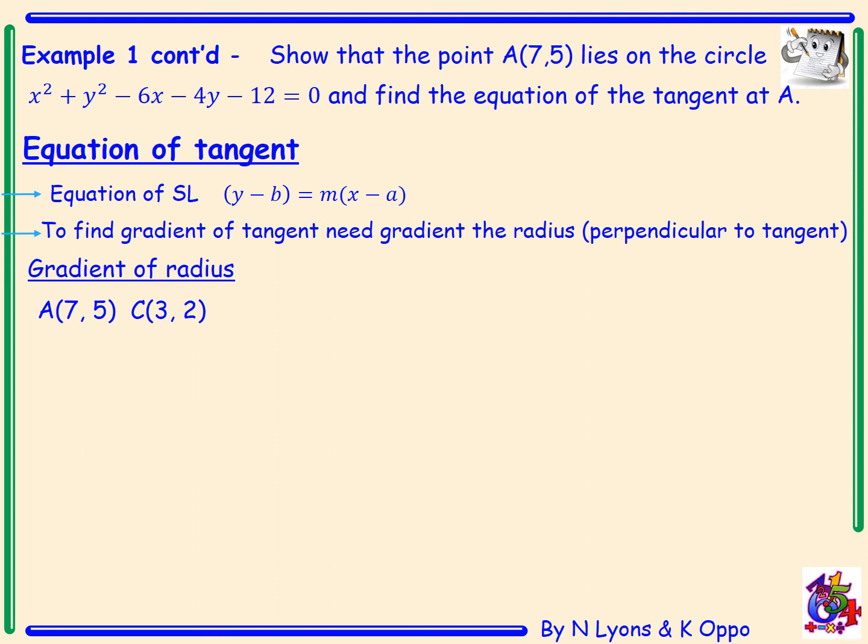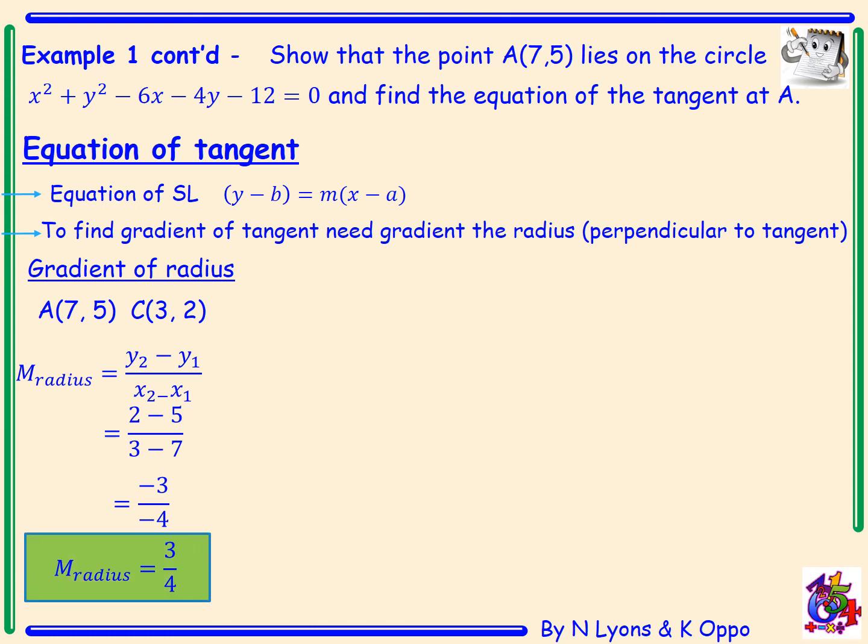So for the gradient of our radius, we're going to use the point A (7, 5) and our centre (3, 2). Using our gradient formula, y2 minus y1 over x2 minus x1, we get 2 minus 5 over 3 minus 7, which simplifies to negative 3 over negative 4. So we can clearly state our radius has a gradient of 3 over 4. From there, we would write down our perpendicular rule. So the gradient of our radius multiplied by the gradient of our tangent must equal negative 1. Therefore, the gradient of our tangent is negative 4 over 3.